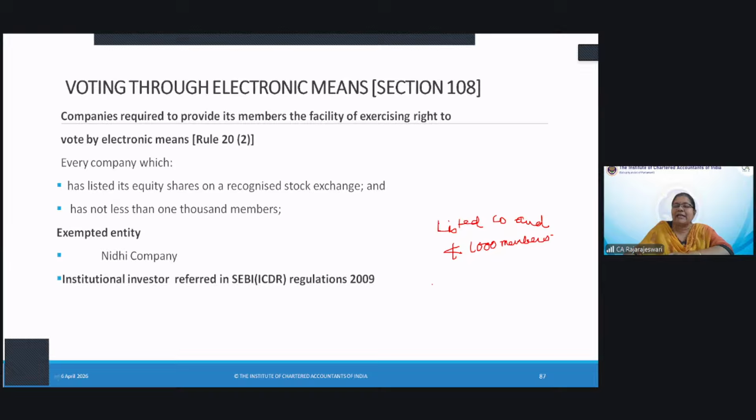The exemption is granted to Nidhi company. Nidhi company is a company which fosters the financial needs of the members of the company. So it is classified as a separate Nidhi company classification. That company is exempted, and also an institutional investor referred to in SEBI regulations. They are also exempted.